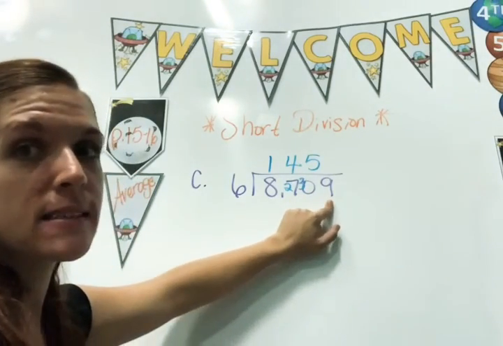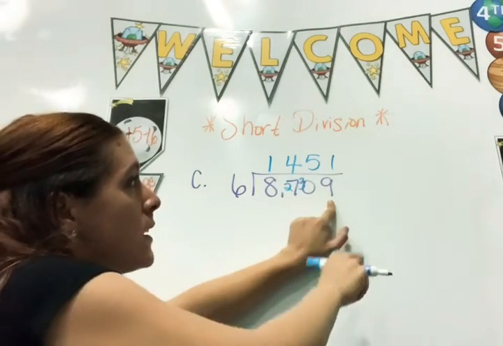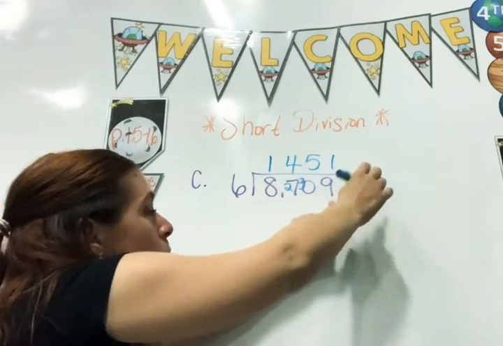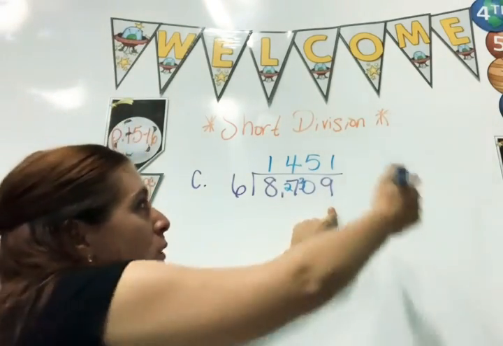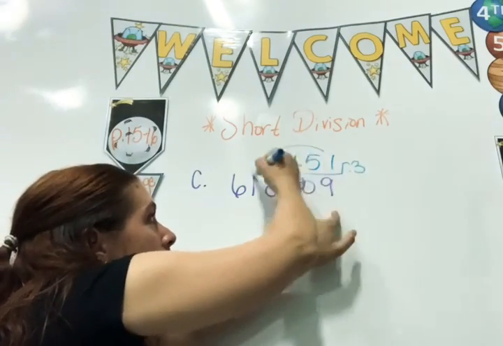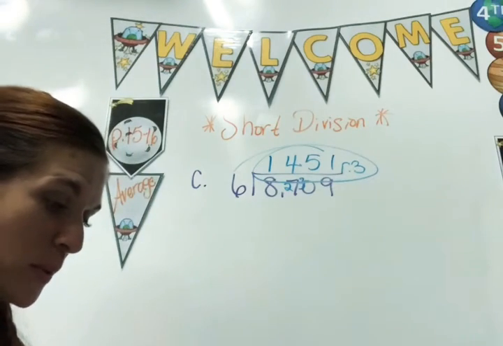9 divided by 6? 1. 1 times 6? 6. 9 minus 6? 3, remainder 3. Okay, you guys, call me if you need any more help. No problem.